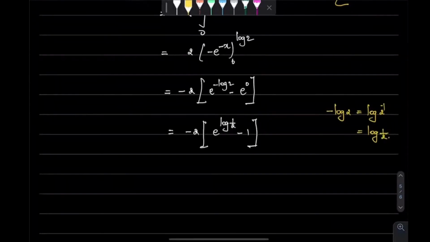Is that okay, sir? Yes, sir. I'm applying the power rule here. So I'm just simplifying, children. That's it. Nothing great here. Since exponential and log are inverse functions, I get minus 2 times 1 by 2, so I get 1 by 2 minus 1.